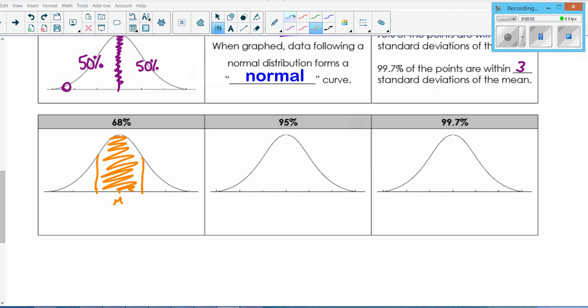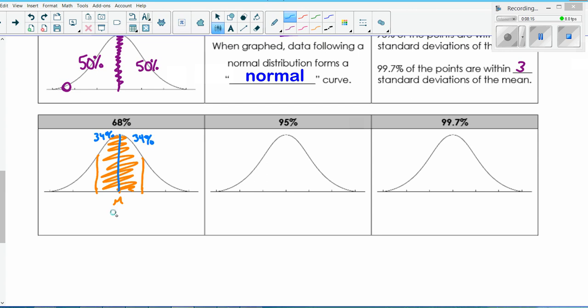Okay, so what that means is if I take this right here, and this would be my center, that means 34% falls to the left of my mean, meaning less than my mean, and 34% falls to the right of my mean, meaning greater than my mean. Okay, so this would be my mean plus or minus 1 standard deviation.